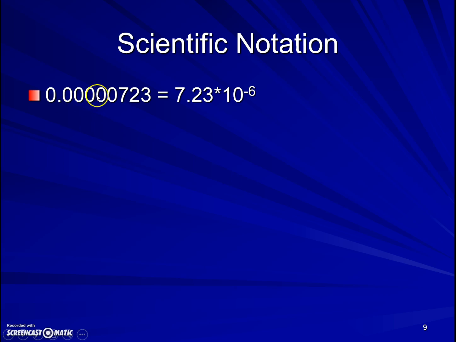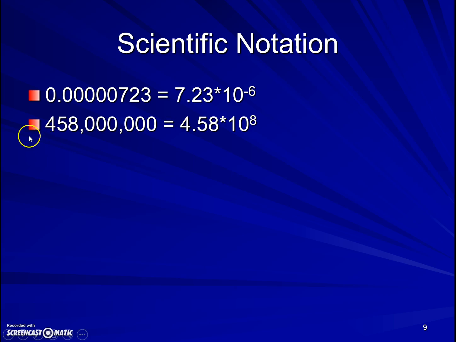Now that obviously makes, in this case, the number much larger, or for a large number like 1,000,000 or 50,000, it would make the number much smaller. And so to compensate for that, we'll say that this 0.000000723 is equal to 7.23 times 10 to the minus 6, because we made this number 6 decimal places larger by moving the decimal. And the same thing is true for large numbers.